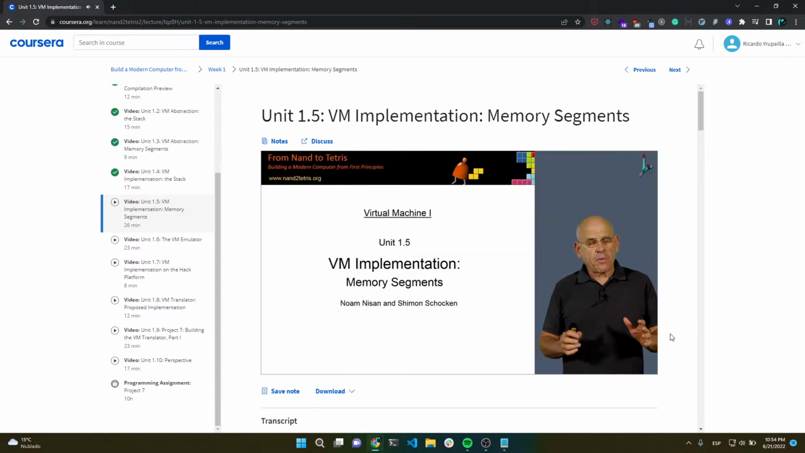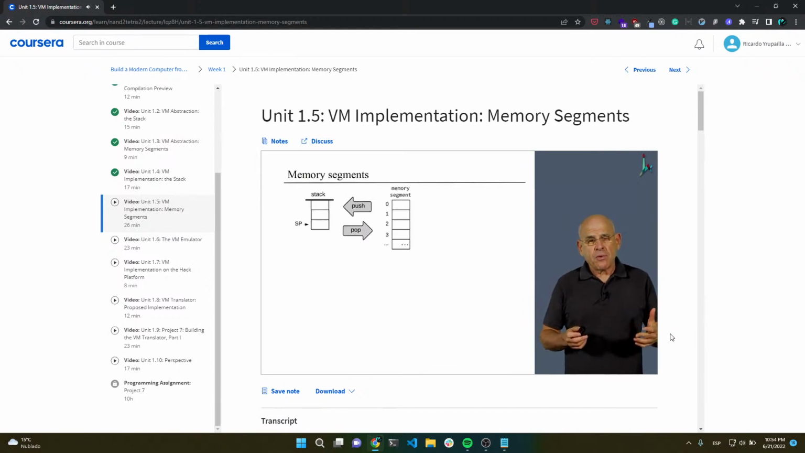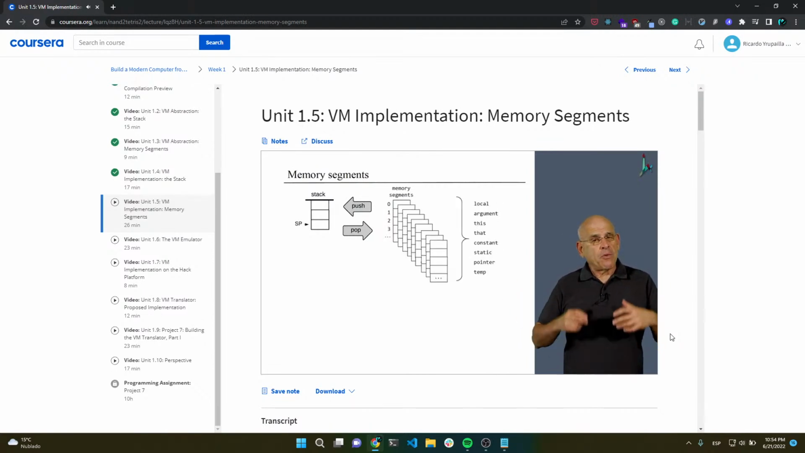In the previous unit, we started to talk about the VM implementation, and we went through the implementation of the stack architecture. And in this unit, we'll continue with the implementation of the memory segments. Now, to remind you, we started this journey of the virtual machine with a stack that interacts with some abstract memory space, and then we replaced this abstract space with 8 memory segments whose names are local, argument, this, that, constant, static, pointer, and temp.